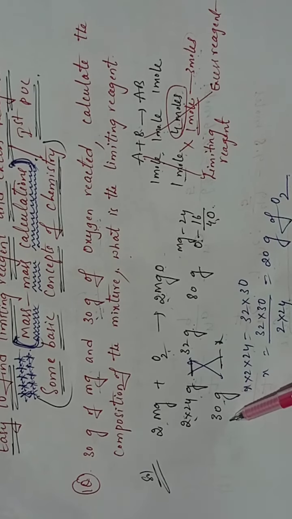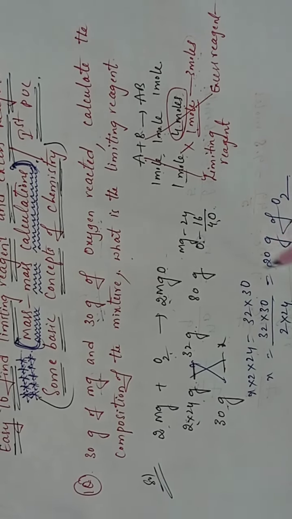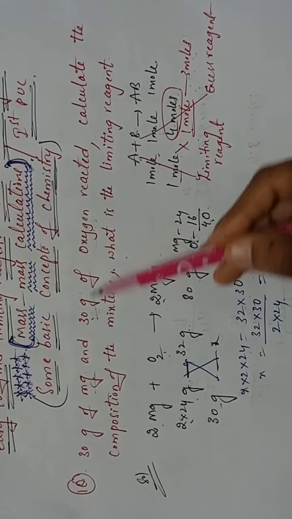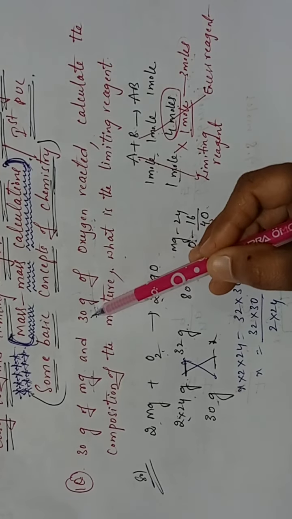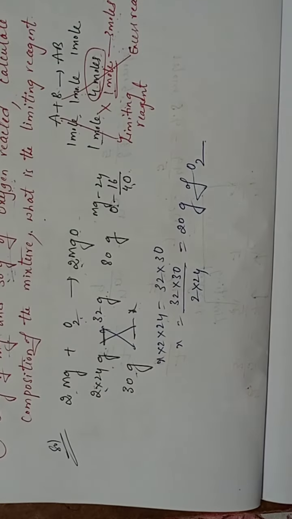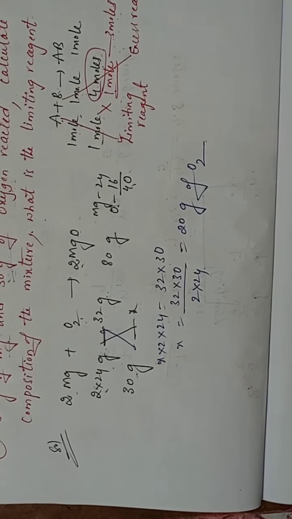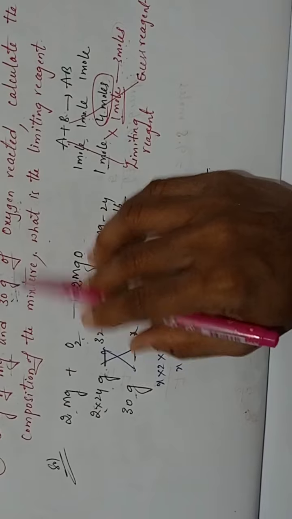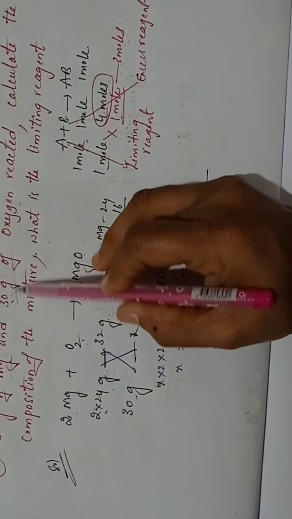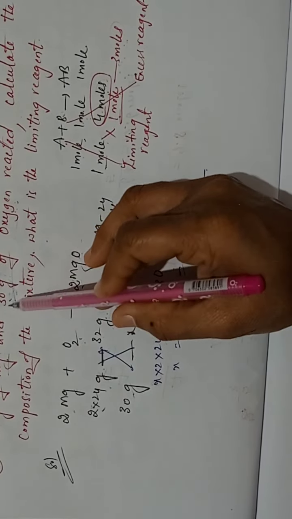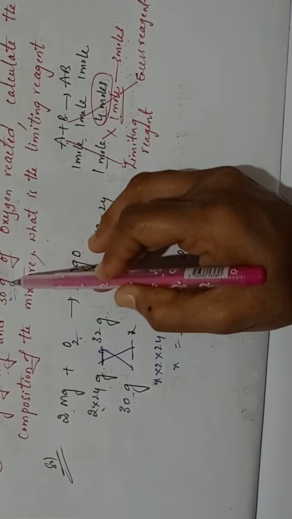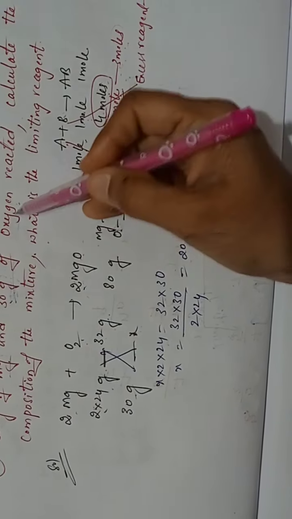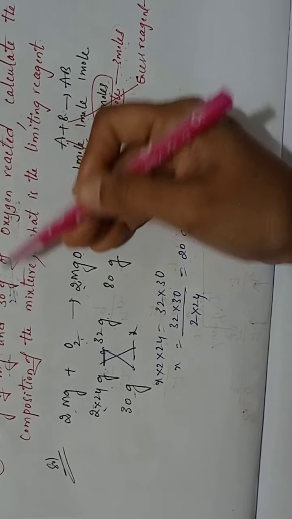Okay, 30 grams of magnesium can react with 20 grams of O2. The remaining 10 grams, which one, students? Because oxygen given is 30 grams. So how much reactant is left over? This is 20 grams of O2. Here in the question, 30 grams of oxygen is given, so it is more than this. That's why oxygen is the excess reagent. Are you following? So oxygen is the excess reagent.